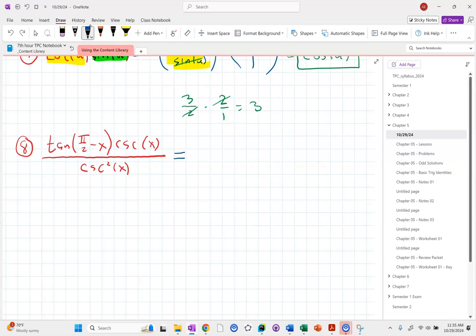Yes. So if you're looking to do an identity here, the first thing I'd want to do is look inside at the arguments for my trig functions. So two of them are just x's, and the other is pi over 2 minus x. Do I have an identity where I can replace that pi over 2 minus x with an x?